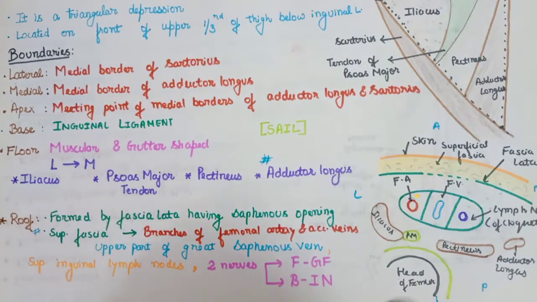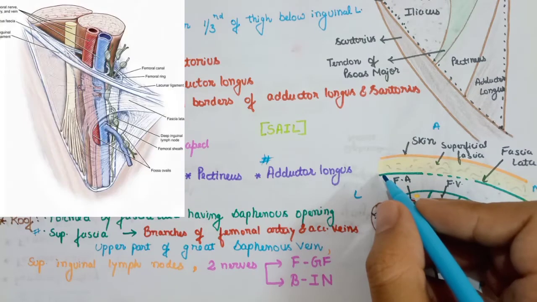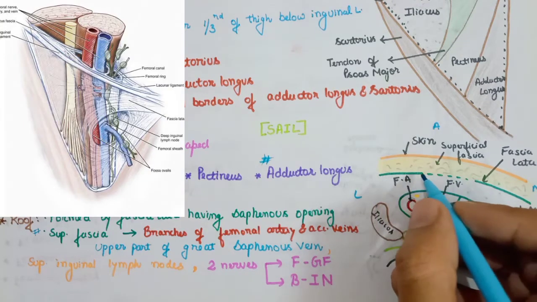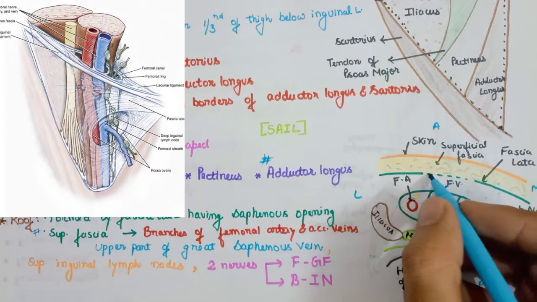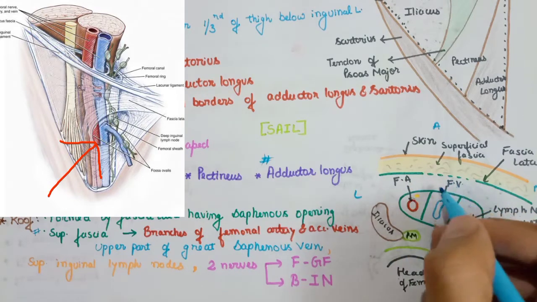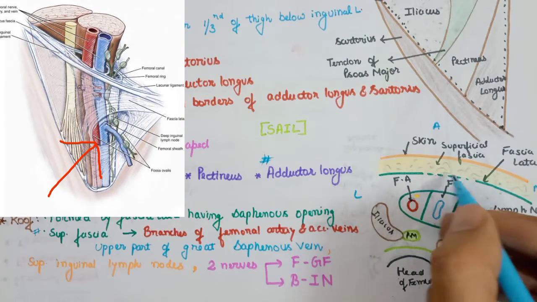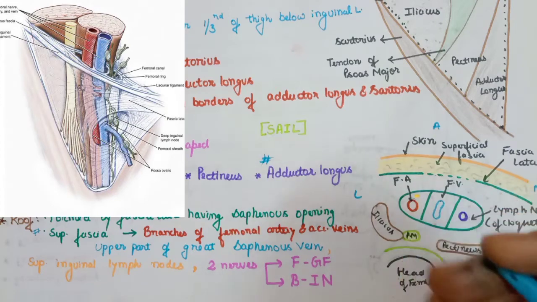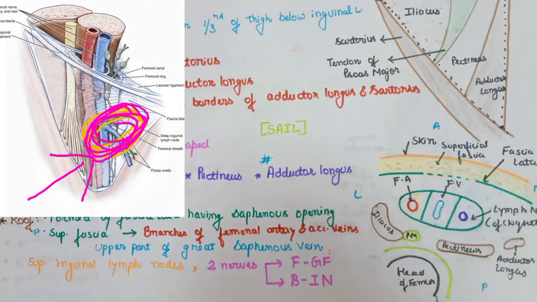What about the deep fascia? It is formed by the fascia lata, and this is the plate-like structure with a sieve-like structure called the cribriform fascia. So this is the fascia lata over the femoral vein forming the cribriform fascia. The cribriform fascia has an opening which is called the saphenous opening. If you look at this diagram, you can see the saphenous opening.